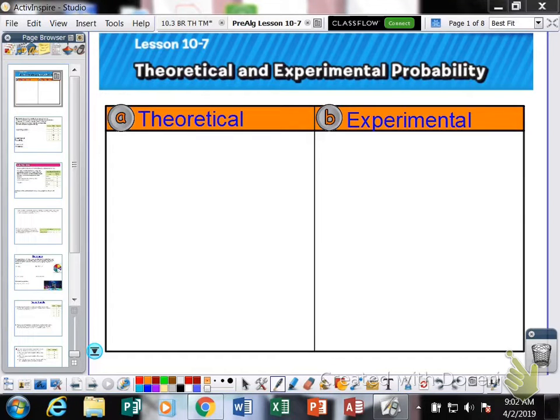So in lesson 10.7, we're going to be looking at theoretical and experimental probability. Okay, so what is theoretical probability?